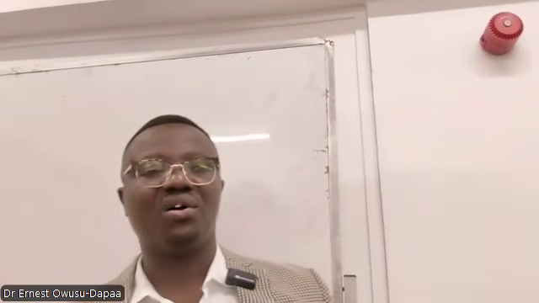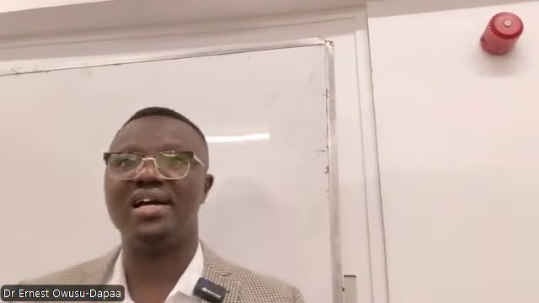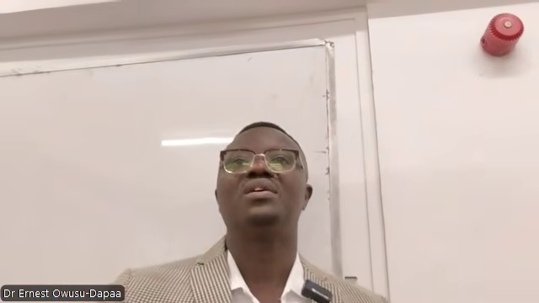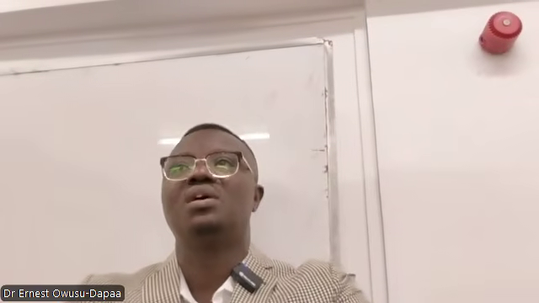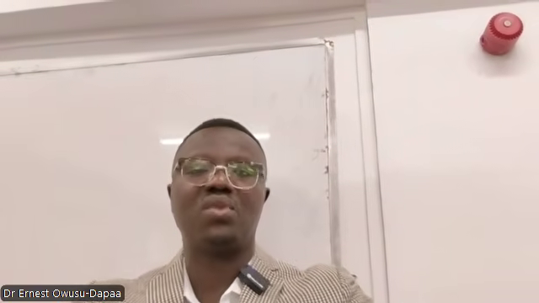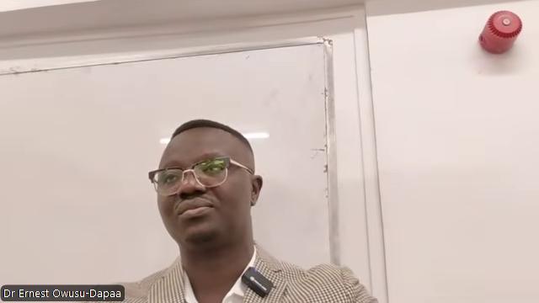So first and foremost, when we say execution, what is it? Execution, or enforcement of judgment. So execution is a process by which a judgment creditor realizes the fruits of a judgment through the coercive power of the courts.